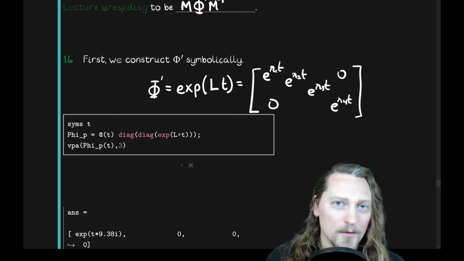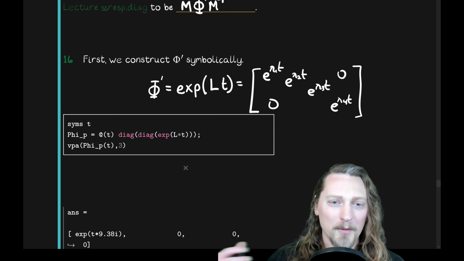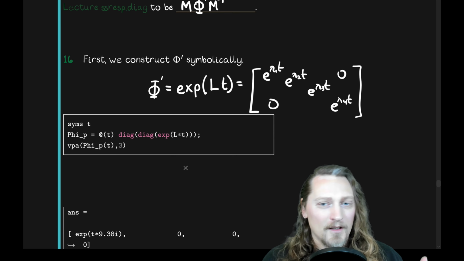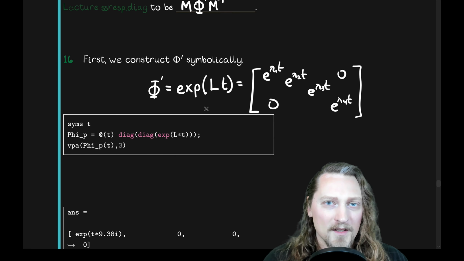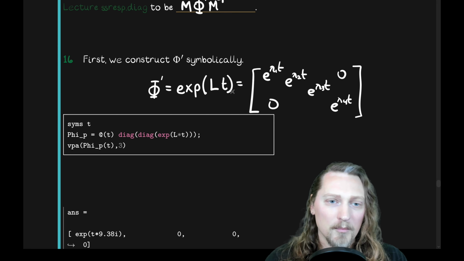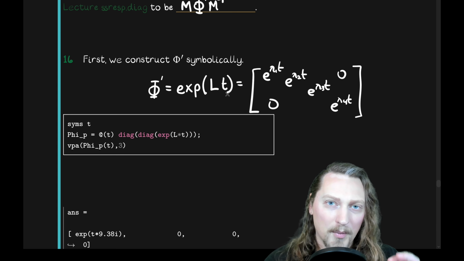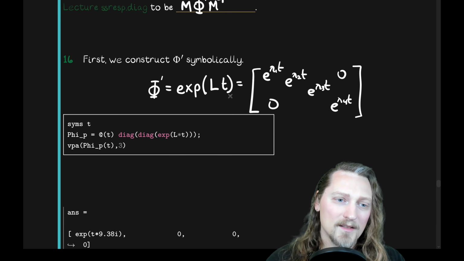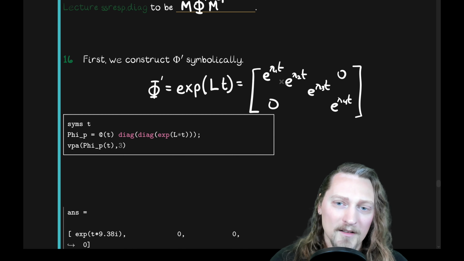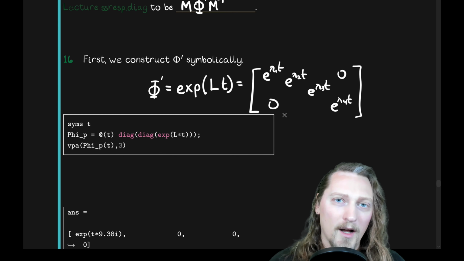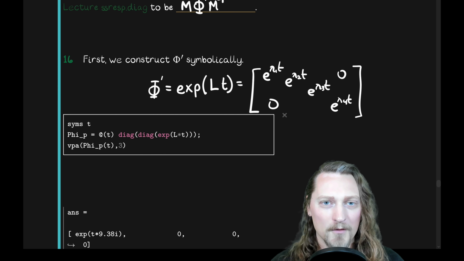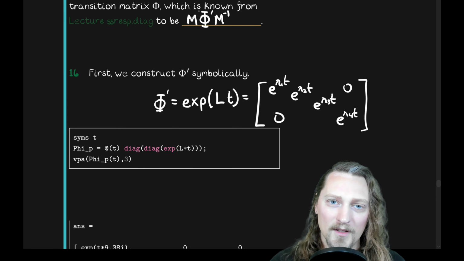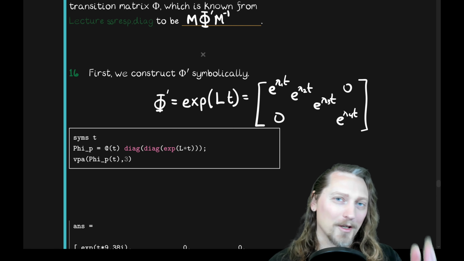So this is why we go through this whole show. We do all this transforming of basis so that we can easily compute the state transition matrix in the primed basis, or in the diagonal basis. This then becomes our Phi prime. And then all we need to do is transform it back using this expression up here, and we're good to go.